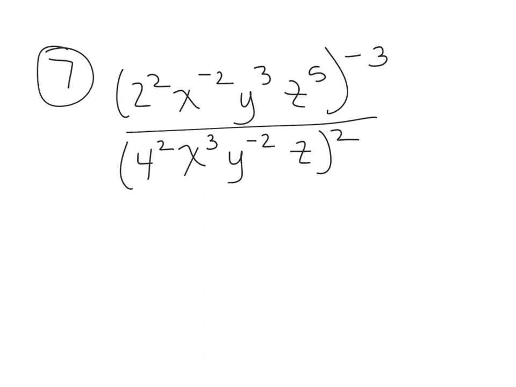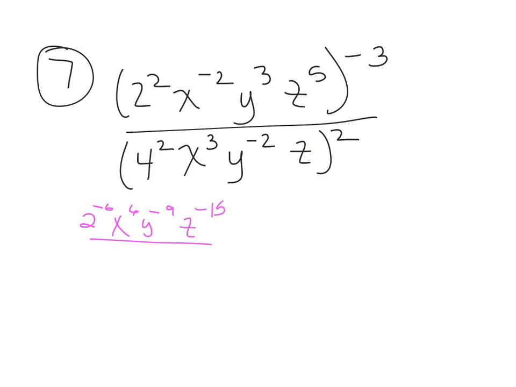All right, so I notice I've got some powers to a power, so of course that's where I'm going to start. On the top, if I have 2 to the second to the negative third, that's going to give me 2 to the negative 6, and again, I'll worry about that later. X to the negative second to the negative third gives me x to the 6th. Y to the third to the negative third gives me y to the negative 9th. And z to the 5th to the negative third gives me z to the negative 15th.